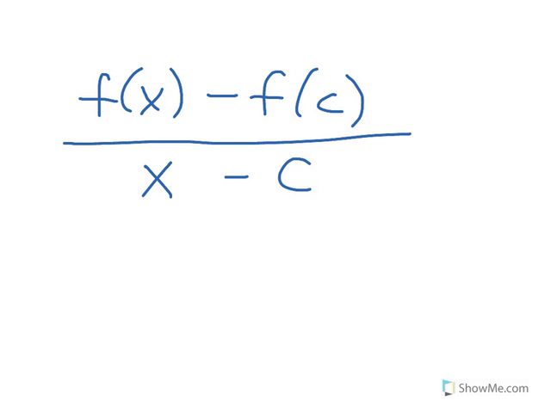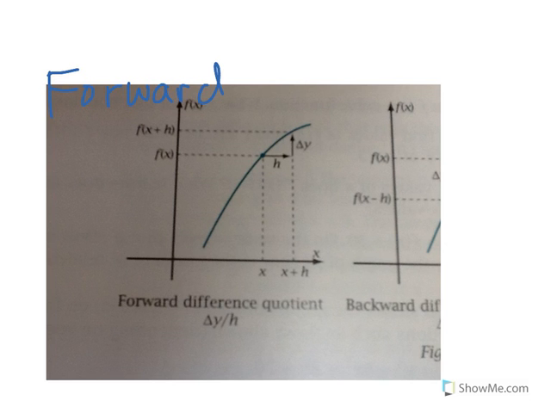So let's talk about the three types of difference quotients that you can make. The first one is called a forward difference quotient. And what I'm going to do at this point is bring in a picture, and that's going to give us a visual display of what's going on with the forward difference quotient. Okay, so here's a picture of a forward difference quotient.